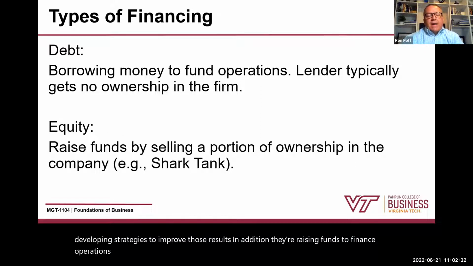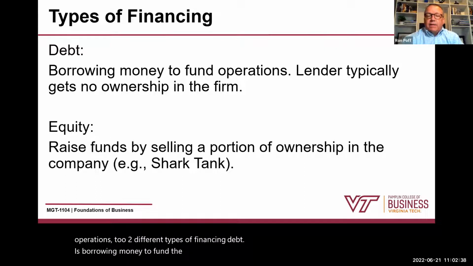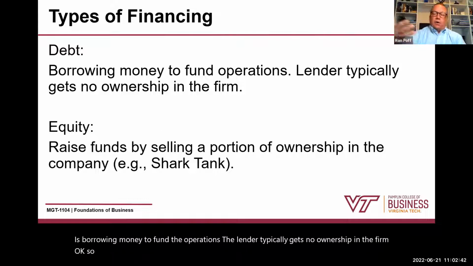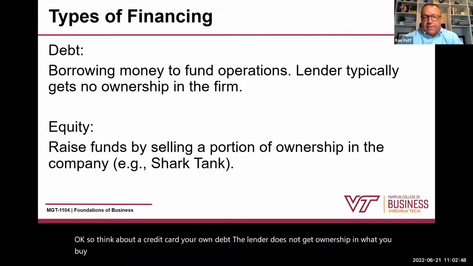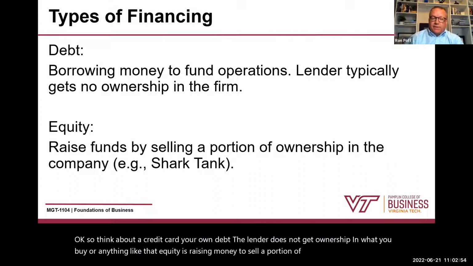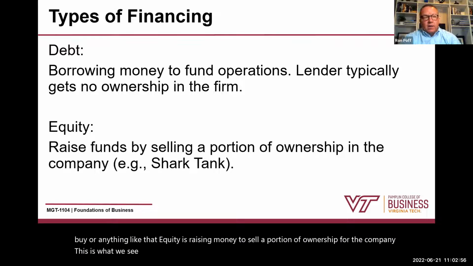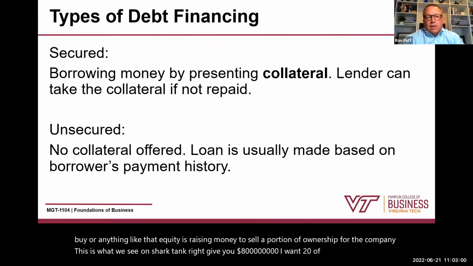Two different types of financing. Debt is borrowing money to fund the operations. The lender typically gets no ownership in the firm, okay? So think about a credit card, your own debt. The lender does not get ownership in what you buy or anything like that. Equity is raising money by selling a portion of ownership of the company. This is what we see on Shark Tank, right? I'll give you $8 million, I want 20% of the company.